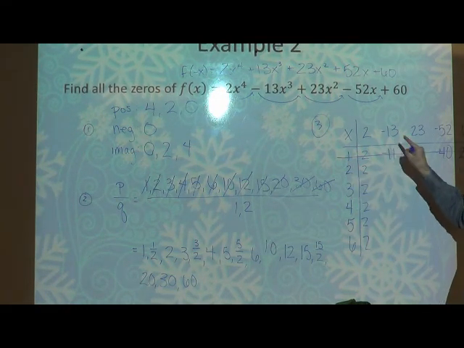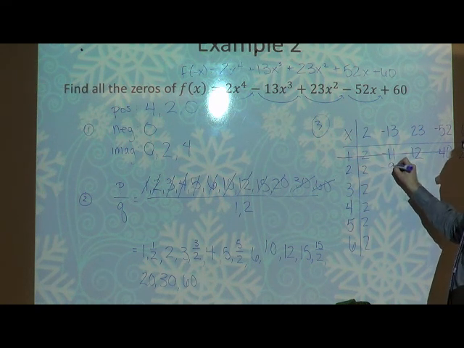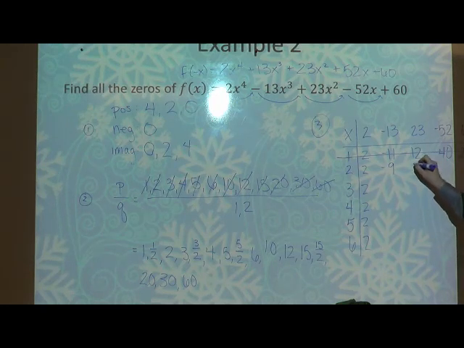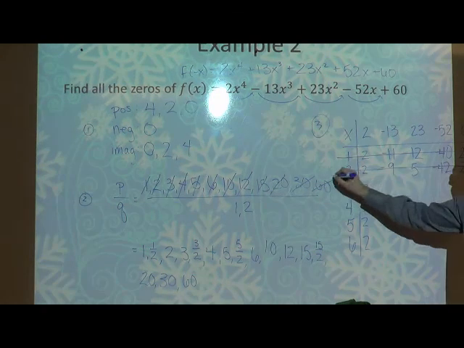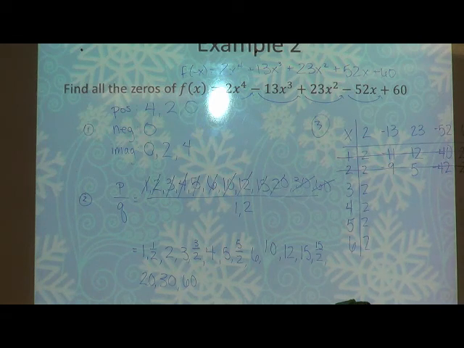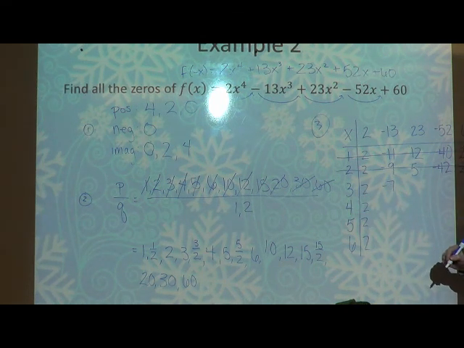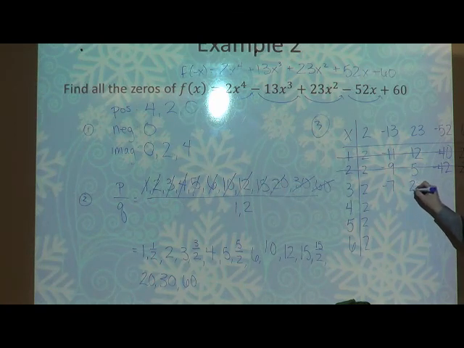2 times 2 is 4, plus negative 13 is going to give us a negative 9. Times 2 is negative 18, plus 23 is going to be a positive 5. Times 2 is 10, plus a negative 52 is going to be negative 42. Times 2 is going to be a negative 84, plus 60 is going to be a negative 24. That doesn't work either. 2 times 3 is 6, plus negative 13 is going to give us a negative 7. Negative 7 times 3 is a negative 21, plus 23 is going to give us 2. 2 times 3 is 6, plus negative 52.